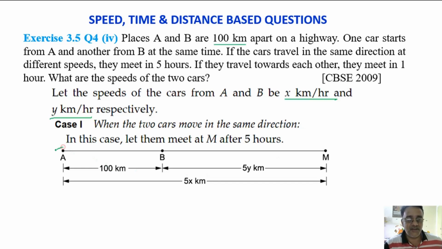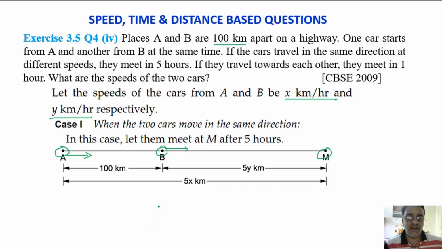Suppose this is the first car, the car at A, and this is the car at B, and the distance between these is 100 kilometer. One car starts from here and another car starts from here. Suppose they meet at point M. So definitely the speed of B will be less than A. Here we will use the formula distance is equals to speed into time.